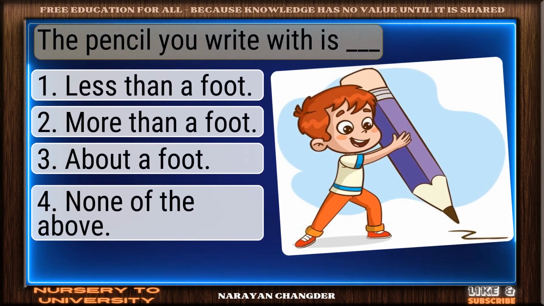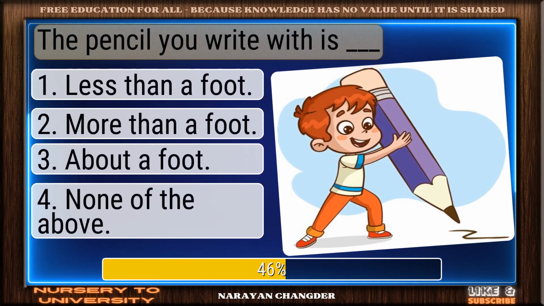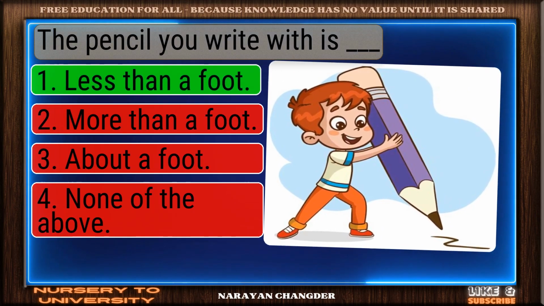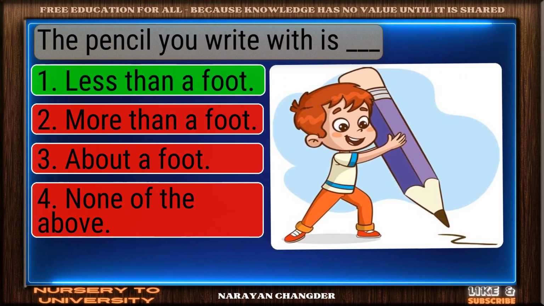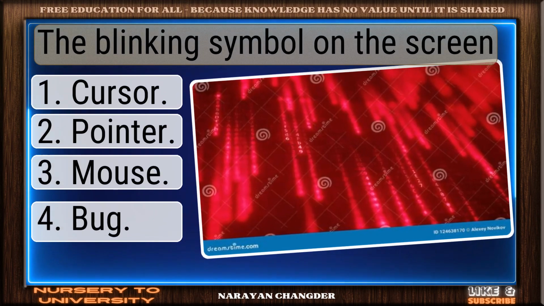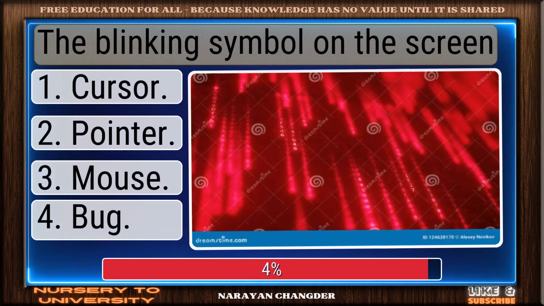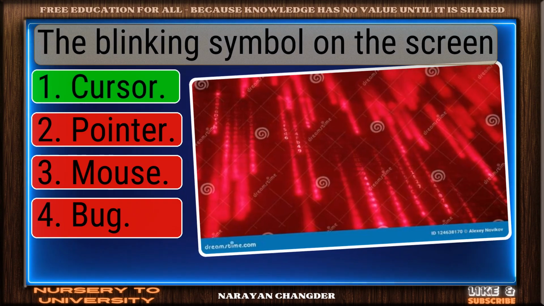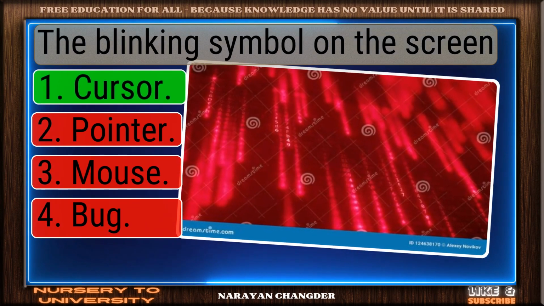The pencil you write with is dash. Correct response. Less than a foot is the most accurate answer. The blinking symbol on the screen. Perfect. Cursor is the correct choice.